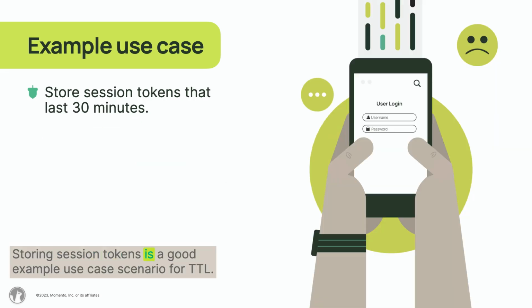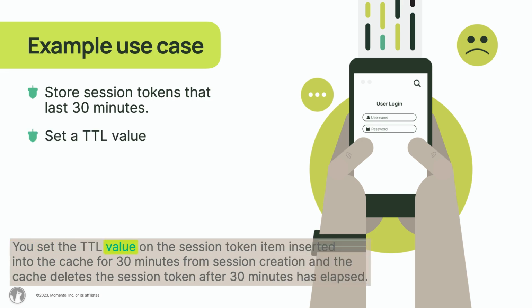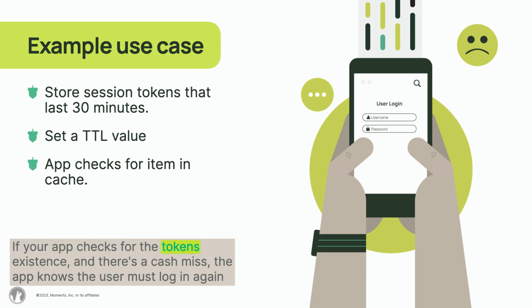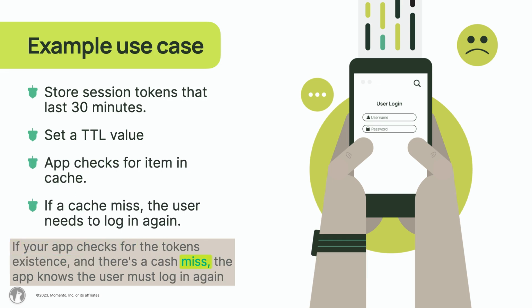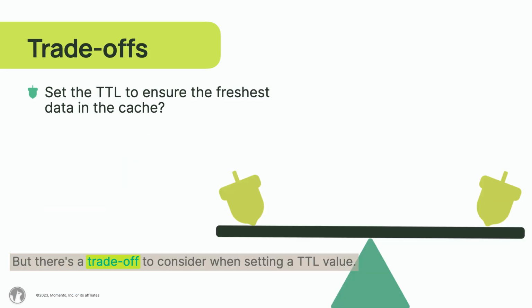Storing session tokens is a good example use case scenario for TTL. Let's say you want to ensure the session lasts around 30 minutes at most. You set a TTL value on the session token item inserted into the cache for 30 minutes from session creation, and the cache deletes the session token after 30 minutes has elapsed. If your app checks for the token's existence and there's a cache miss, the app knows the user must log in again. But there's a trade-off to consider when setting a TTL value.